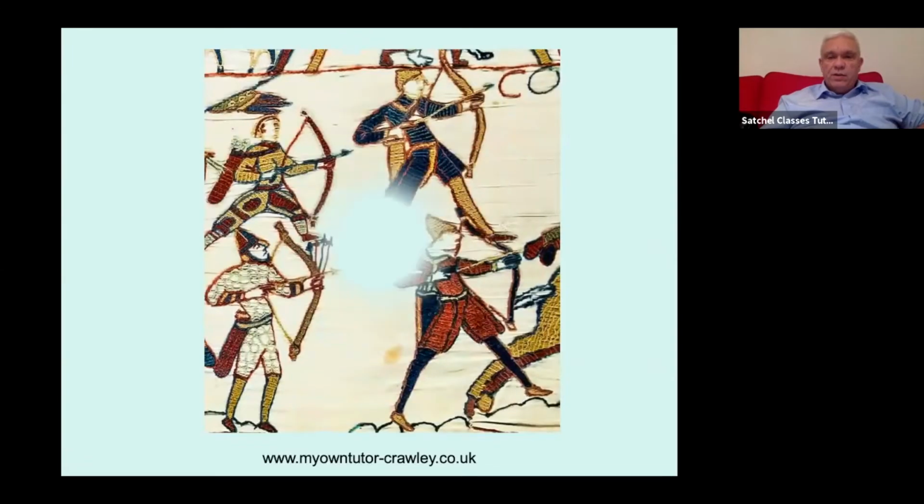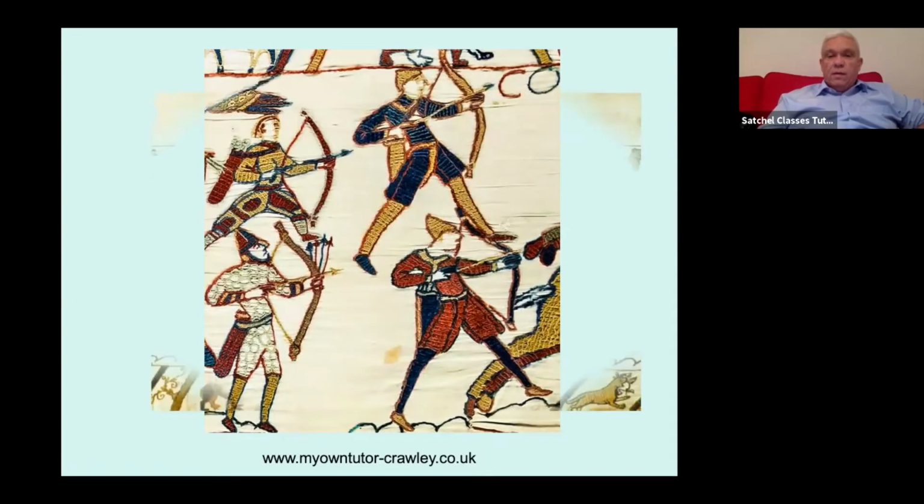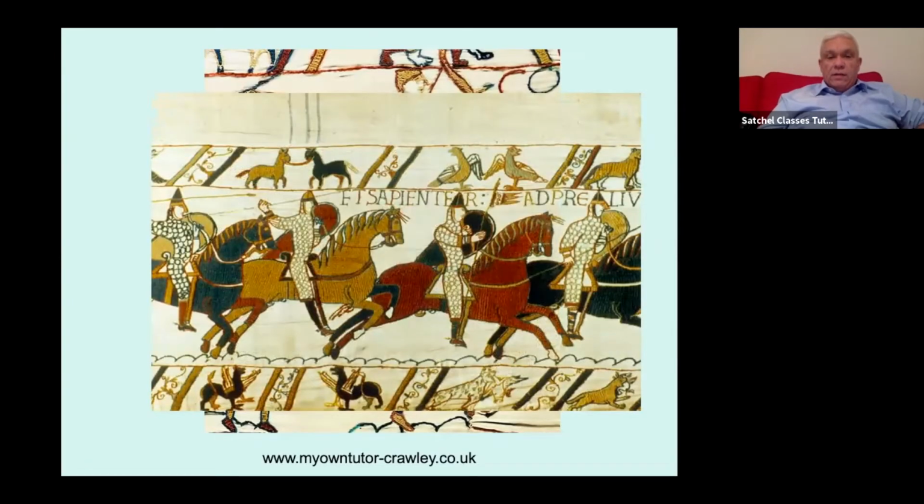And here's some pictures there of the archers. These would have been Norman, and their men on horseback as well. These pictures are from the Bayeux Tapestry, which obviously was made many years later after the Battle of Hastings, and was actually made by the French as well.